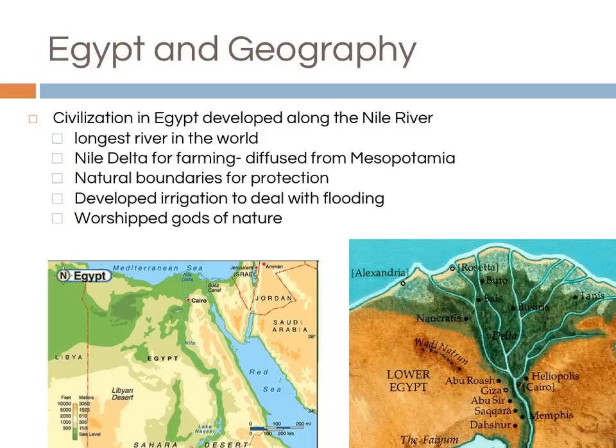And so as a result, unlike Mesopotamia, where they had many different civilizations over time, Egypt was a very long-lasting civilization. Also, they relied on the flooding of their river for farming. They developed irrigation to deal with the flooding, just like in Mesopotamia. And also similar to Mesopotamia, they worshipped gods of nature.